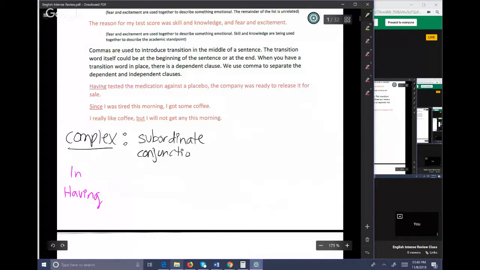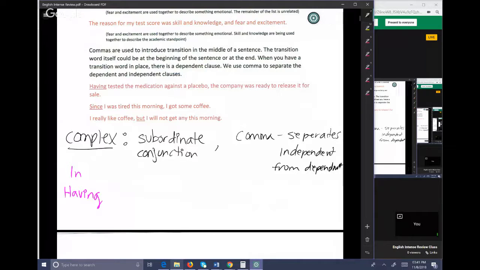If I have a subordinate conjunction, I also have a comma, and that comma separates an independent from a dependent clause. You have one clause that can stand on its own, and then you have one that can't. The one that can't, the dependent clause, that's where the conjunction is located.